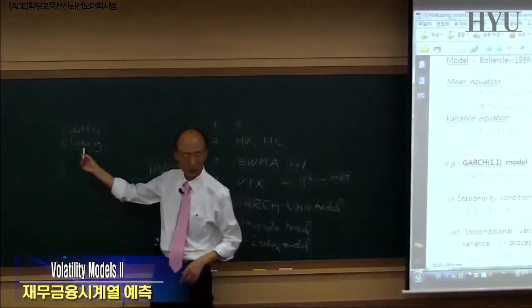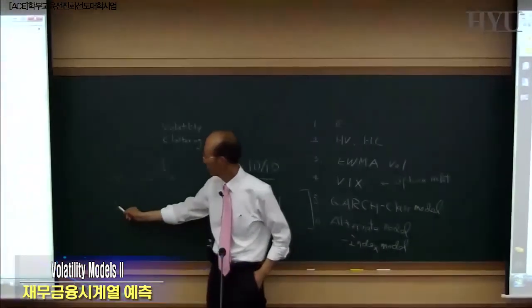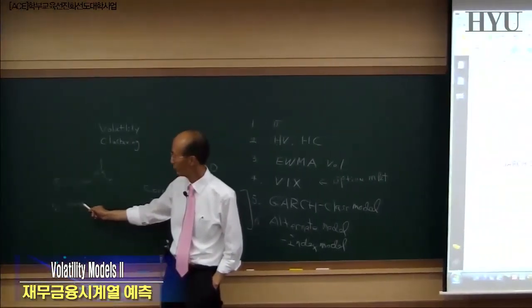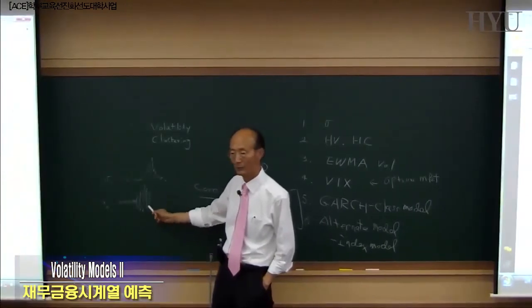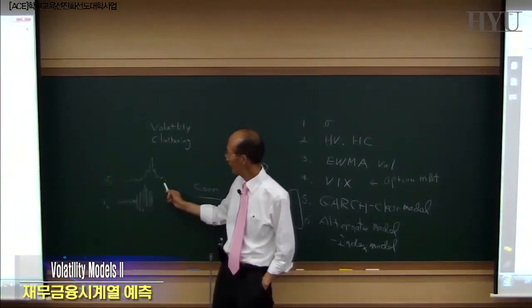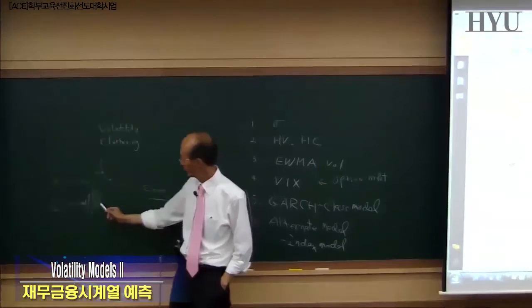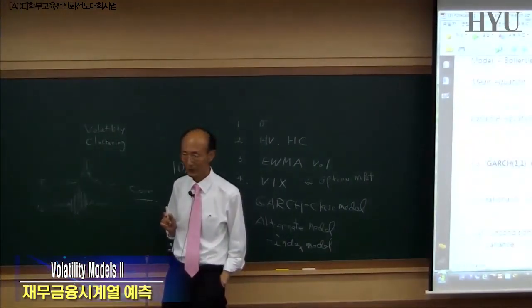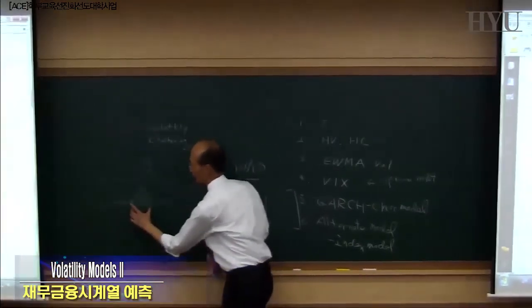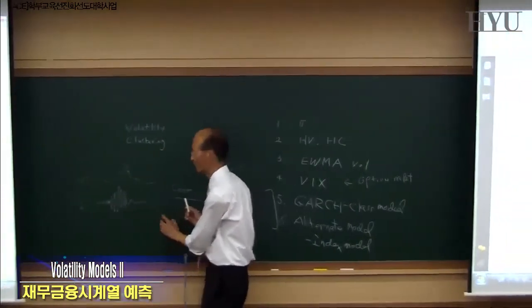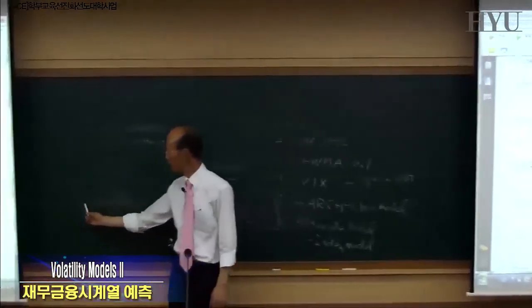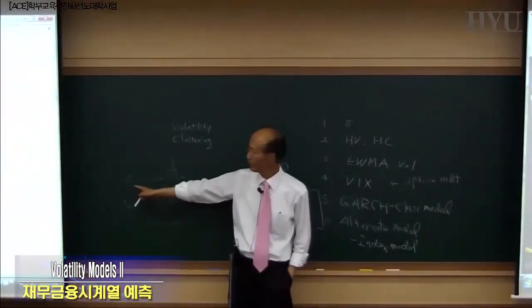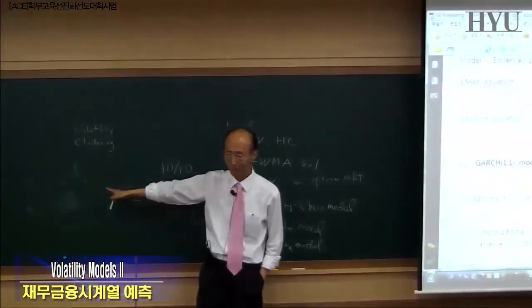So it's clustering. So in terms of return, it will look like return moves like this, this way, and then this way. And then when it comes down like this, return to this. Okay. So this is the clustering feature. If your data shows this type of pattern, then more likely the conditional variance is varying over time.